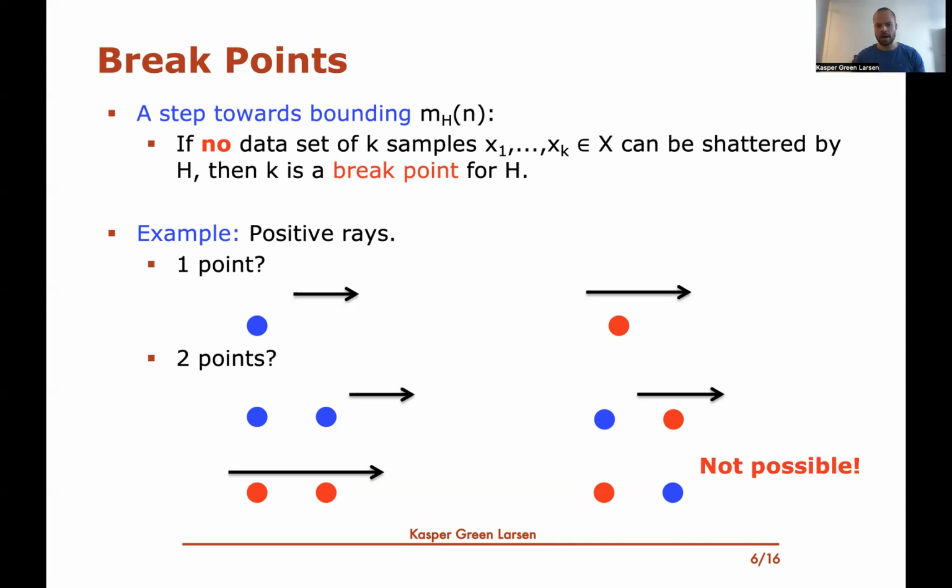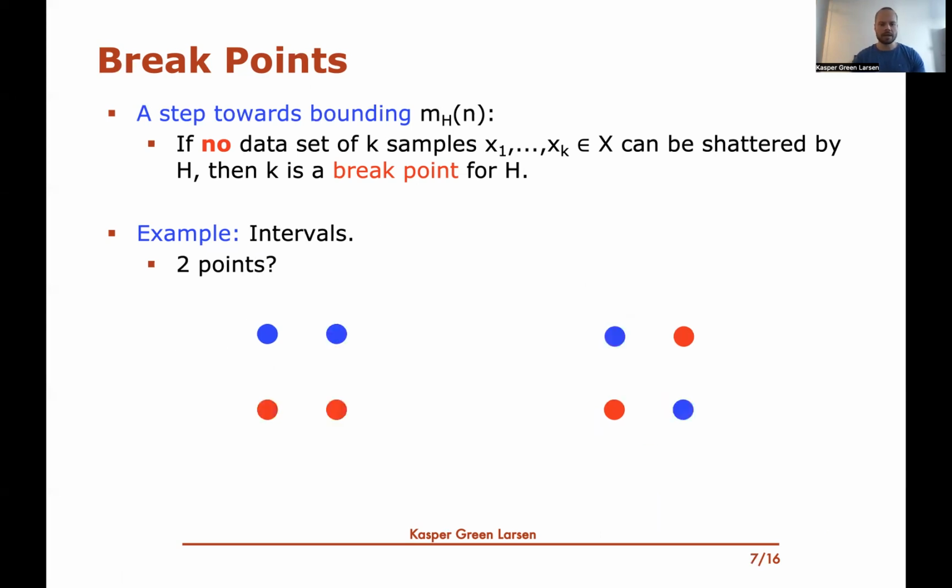And this argument holds for any choice of 2 points. Regardless of how you place 2 points, it's never possible to create the dichotomy that has the leftmost point red and the rightmost point blue using a positive ray. So 2 is a breakpoint for positive rays.